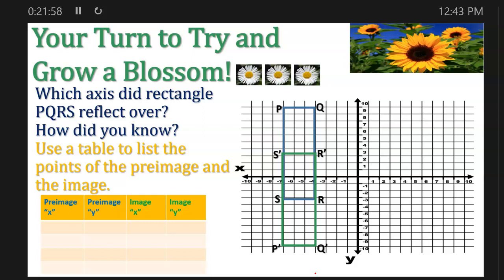Okay, hopefully you paused and tried to answer that one on your own. And the answers should be listed here below. You've got -7 and 10 as your pre-image point for P. P prime is -7, -10. Notice the y value changed. So because the y values are changing on all of the points, that means it must have reflected over the x-axis.